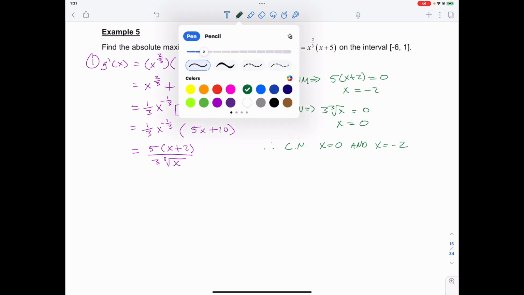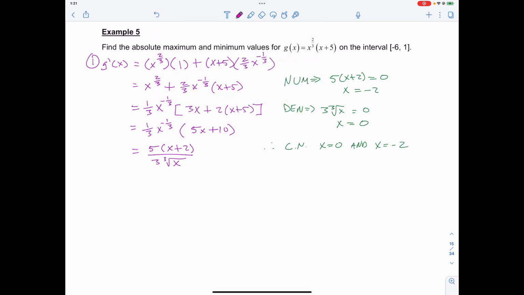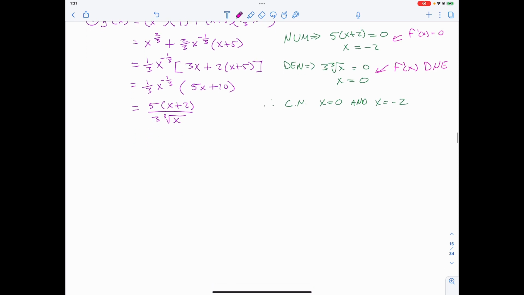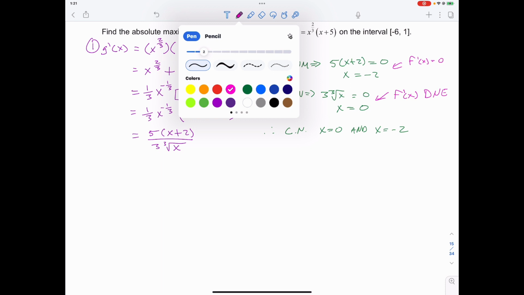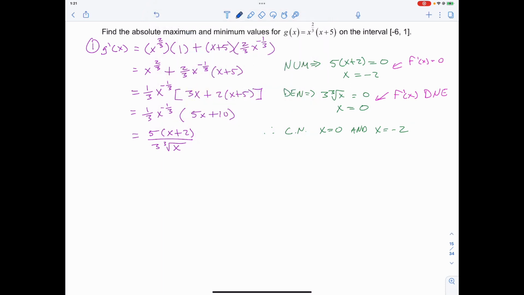Now remembering that this would be when f prime of x is equal to 0, and this, because it's from the denominator, is when f prime of x does not exist. We're going to take that and we're going to solve for the y values at those critical numbers.